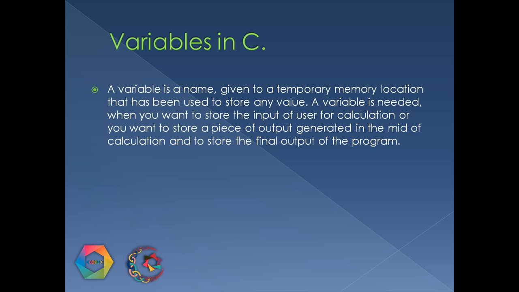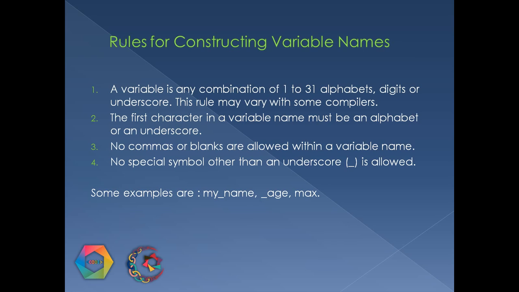Alright, now there are some rules to declare or define variables in C. Let's take a look at them. The rule number one is that a variable is any combination of 1 to 31 alphabets, digits, or underscores. Now, what is meant by that? Well, when you give a name, make sure that it is within 1 to 31 characters. It can have digits and it can have underscores.